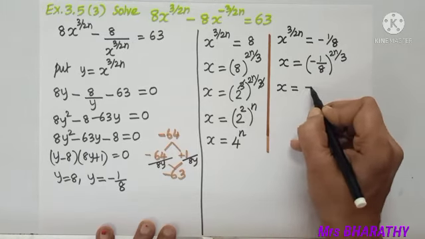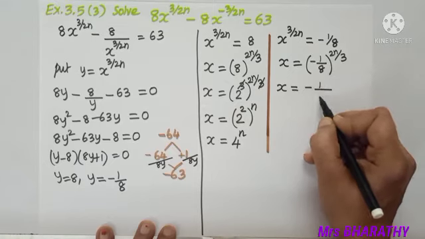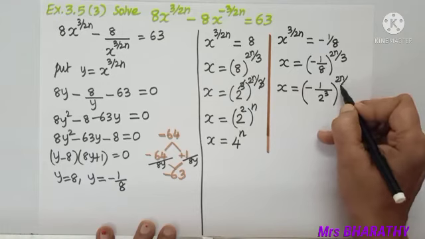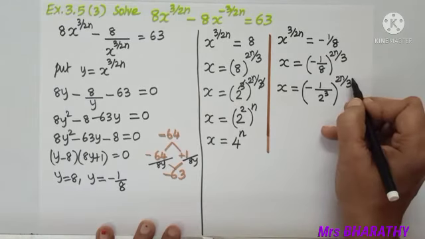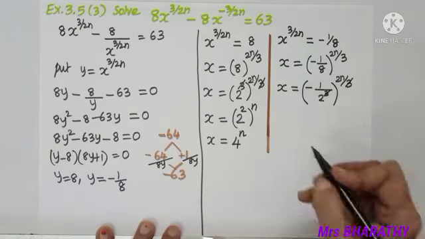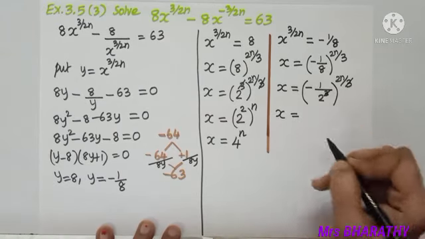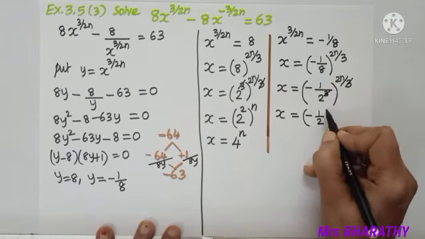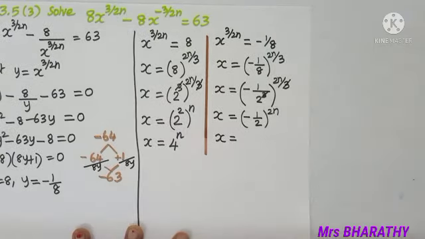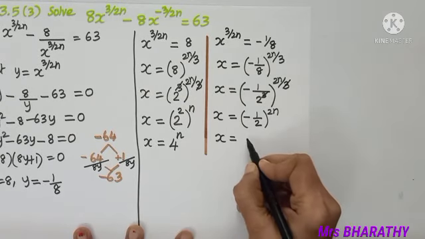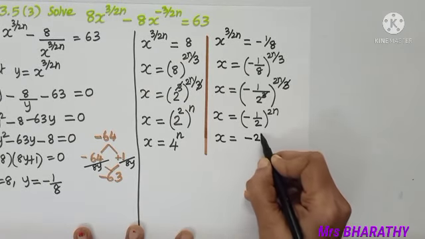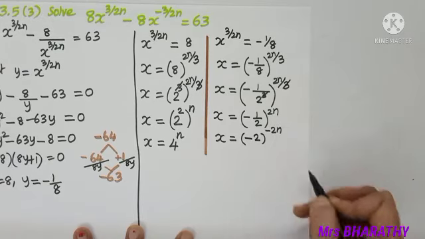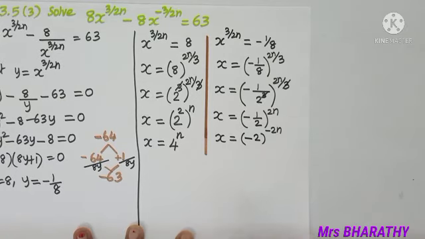Minus 1 by 8 can be written as 2 power 3, the whole power 2n by 3. Obviously, this 3 and 3 I can cancel. So we get x is equal to minus 1 by 2, the whole power 2n. Reciprocating, I can write minus 2 the whole power. When I reciprocate, power will become negative. Either I can leave the answer like this.